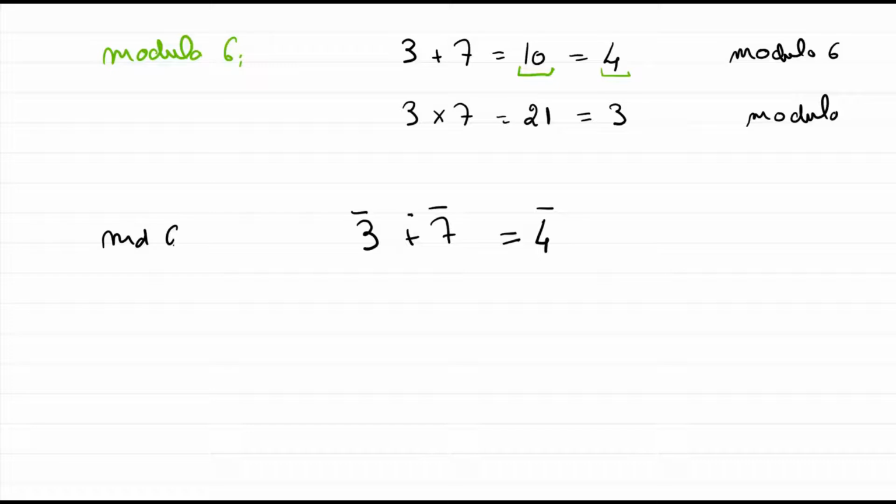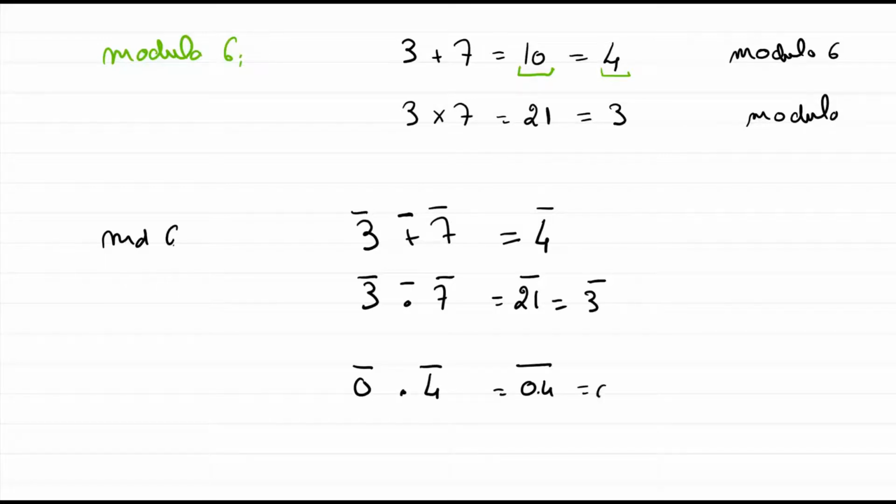And even the plus here is not the plus of natural numbers. This is the plus of numbers modulo 6, so I give it a new name, plus bar. And the same thing for the multiplication. I can write 3 bar times bar 7 bar equals 21 bar, but 21 bar, as I said before, the class of 21, is the same thing as that of 3, because 21 divided by 6 gives a remainder of 3. Now what is 0 bar times 4 bar, let's say? This is the same thing as 0 times 4 bar, which is 0 bar.